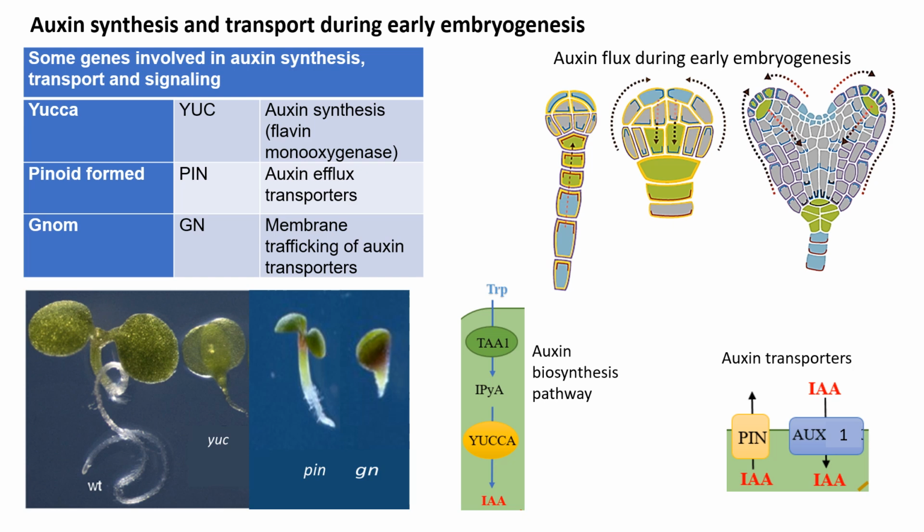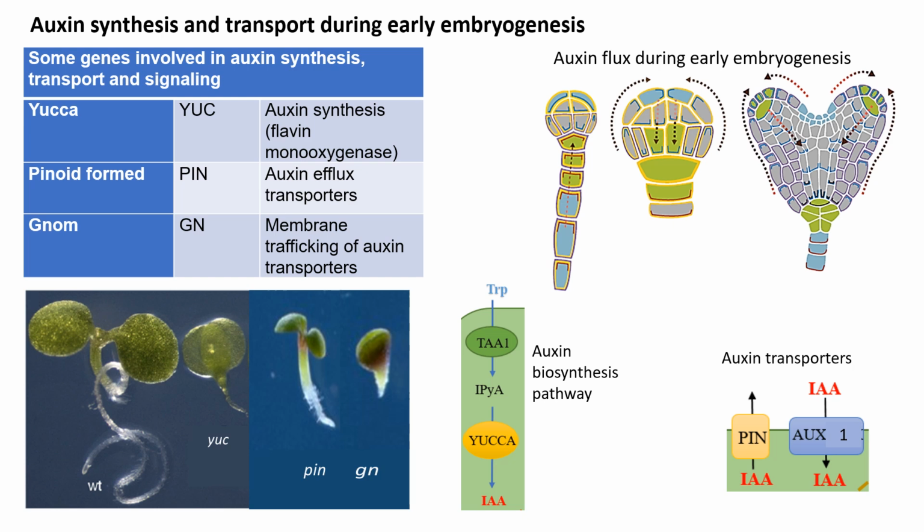The UCA gene encodes a flavin monooxygenase, an enzyme involved in auxin synthesis. To the right is seen the simplest pathway of auxin biosynthesis, wherein the amino acid tryptophan is converted by the tryptophan aminotransferase TAA to form indole pyruvic acid, or indole pyruvate. This indole pyruvate is acted upon by the flavin monooxygenase, which is coded by the UCA gene, to form IAA, or indole acetic acid.